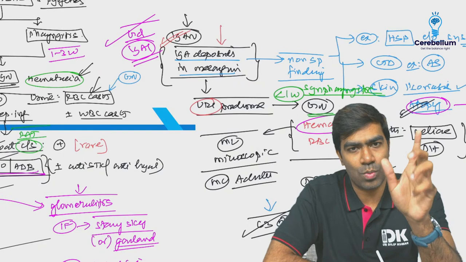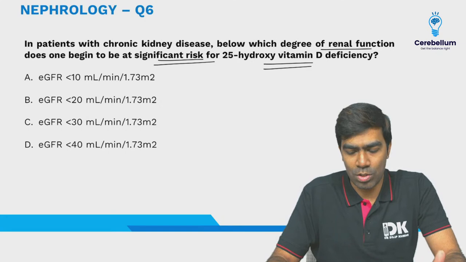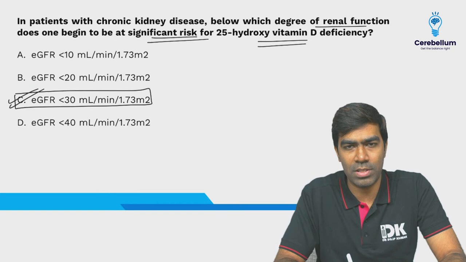Coming back to this question. In patients with chronic kidney disease, below which degree of renal function does one begin to have significant risk of vitamin D deficiency? Is it 10, 20, 30 or 40? The right answer for this question is 30. Less than 30 ml per minute per 1.73 meter square body surface area. That's how we express GFR.